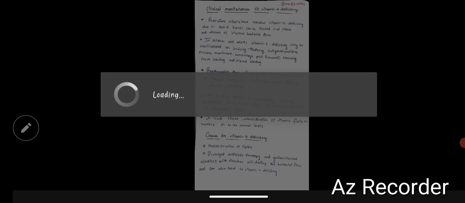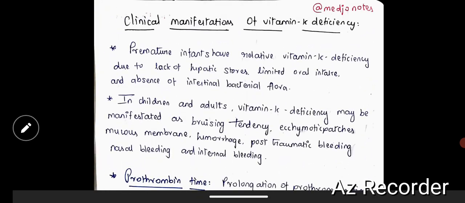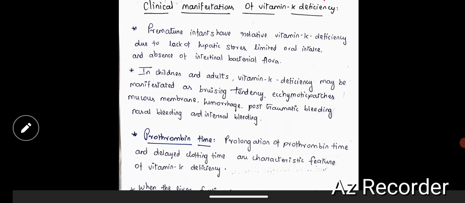Okay, we'll go to the next slide. Clinical manifestations of vitamin K deficiency. This is very important. Premature infants have relative vitamin K deficiency due to lack of hepatic stores, limited oral intake, and absence of intestinal bacterial flora. In children and adults, vitamin K deficiency may be manifested as bruising tendency, ecchymotic patches, mucous membrane hemorrhage, post-traumatic bleeding, nasal bleeding, and internal bleeding.